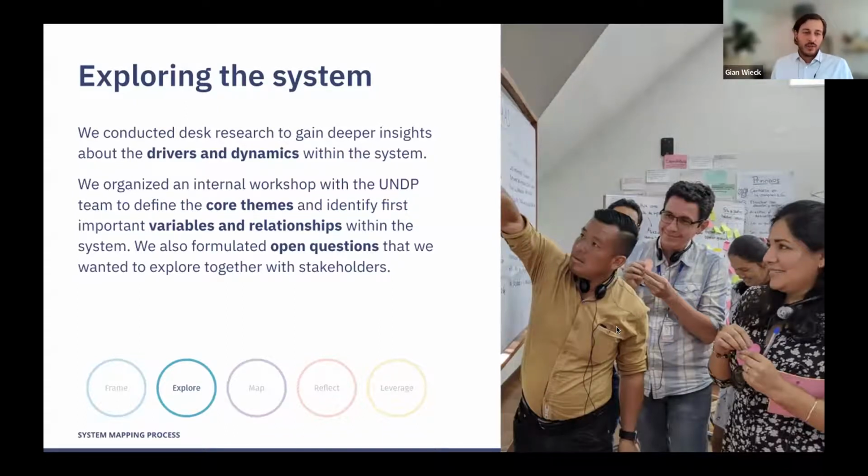And finally, we also talked about what are some of the open questions from the UNDP team that we would like to explore together with the stakeholders? What are maybe uncertainties? What are things that we are also interested in learning from the coming stakeholder workshop?